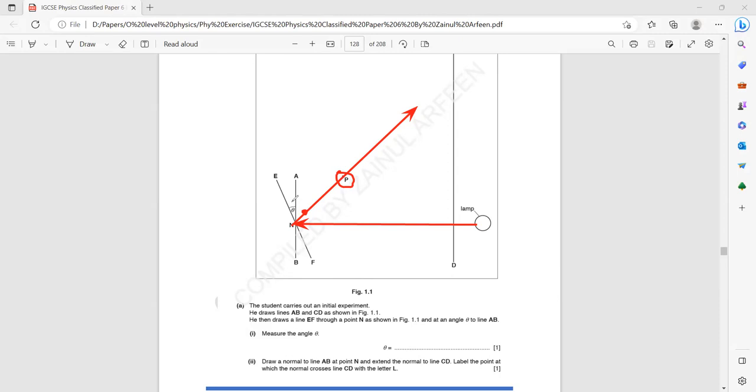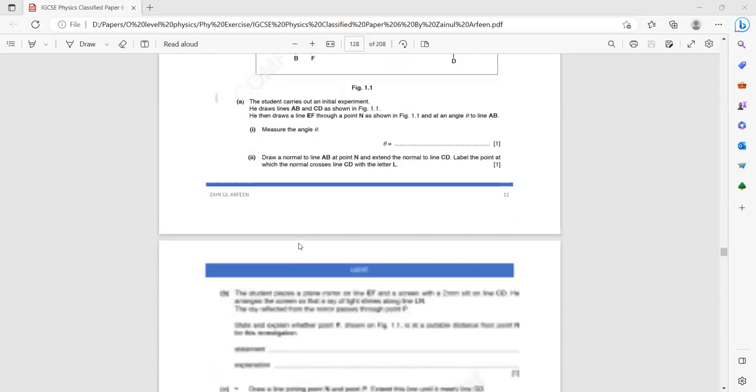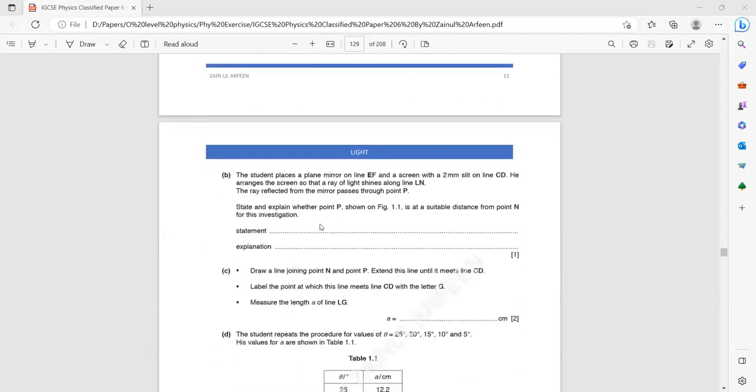And if they say mark another point to trace the path of a light, then the other point should be 5 centimeter from the first point. So that is the question here, as they ask, state and explain whether point P is suitable, for the distance between the pins. This experiment can be done.